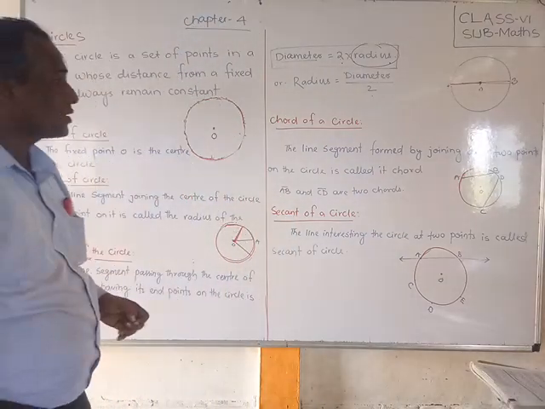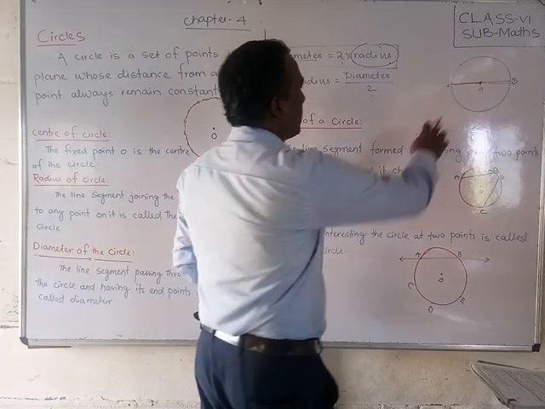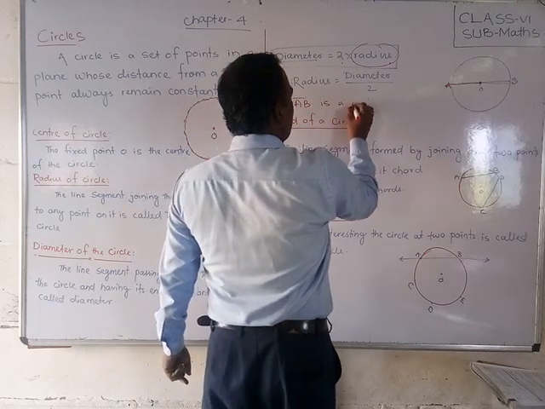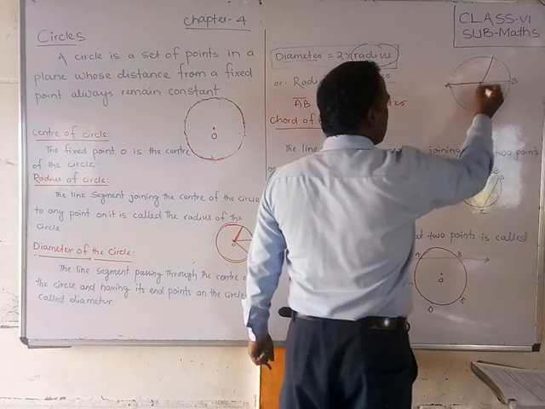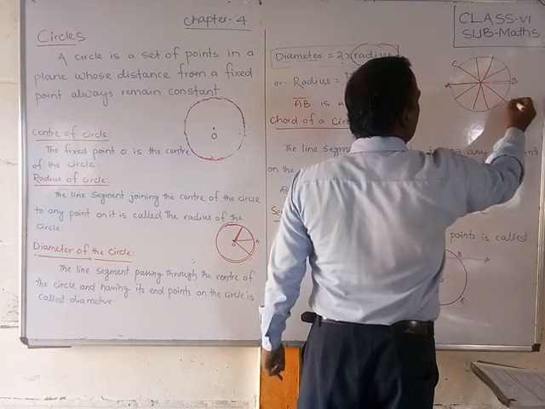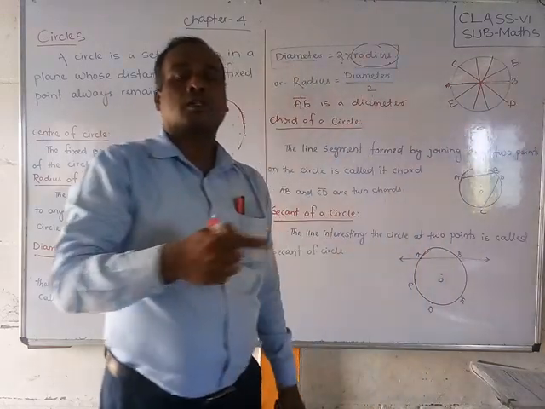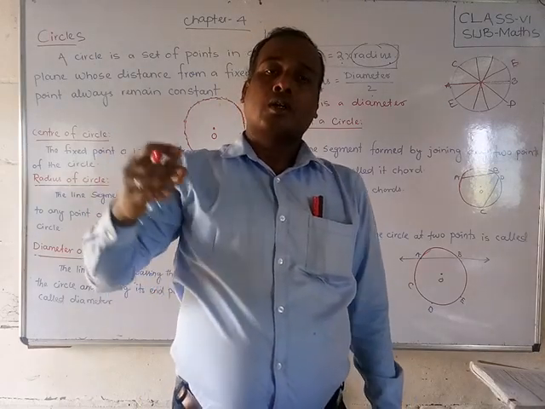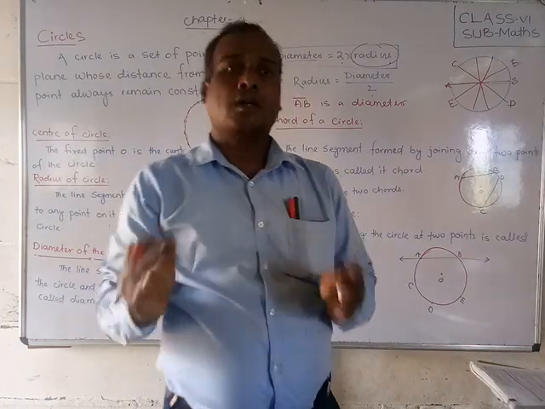Next friends, another part of the circle we are going to study. What is the chord of a circle? So, diameter, what is that friends? AB. This is AB, so AB is a diameter. Many diameters can be drawn. You can draw like this, like this, like this. These are all diameters: CD, EF. These are the line segments which pass through the center of the circle, and the line segment's end points should be on the circle.